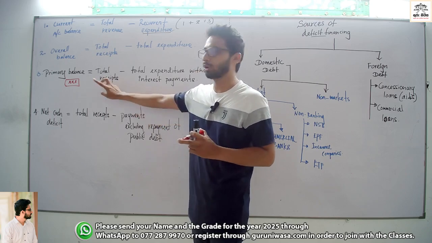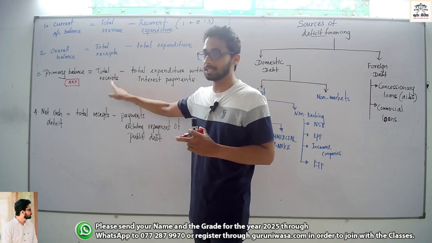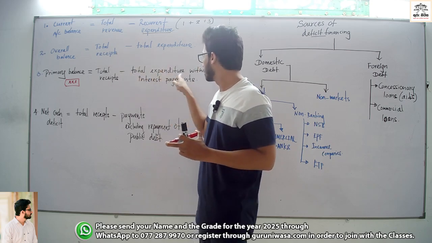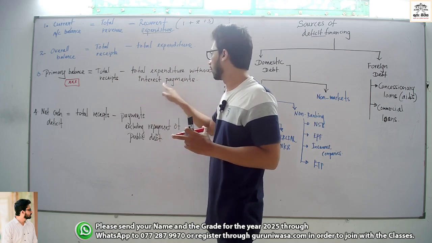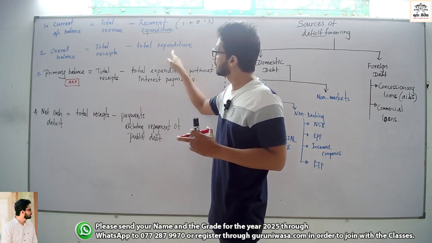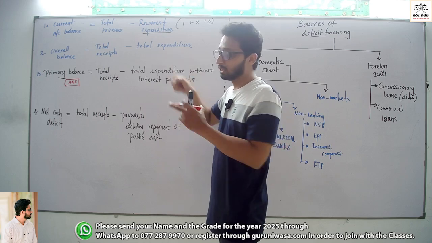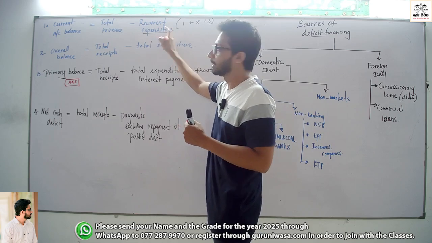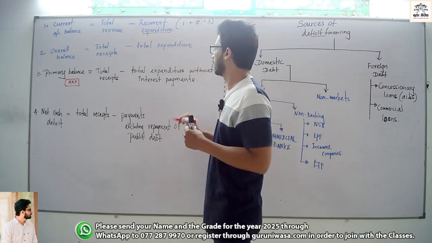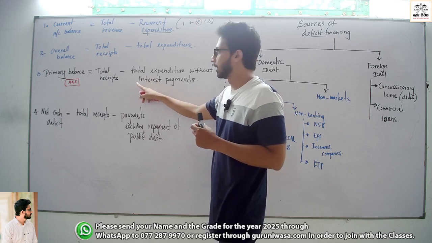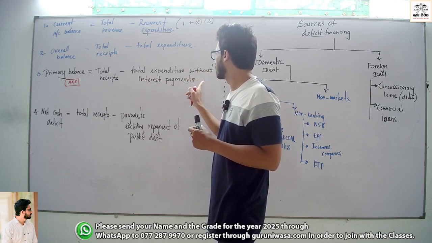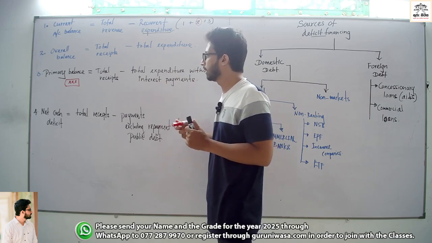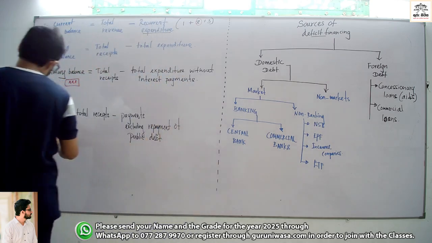So primary account balance is calculated as total receipts minus total expenditures, but without the interest payments, which are included in the recurrent expenses, the second category. So primary account balance is calculated by removing interest. Then, net cash deficit.